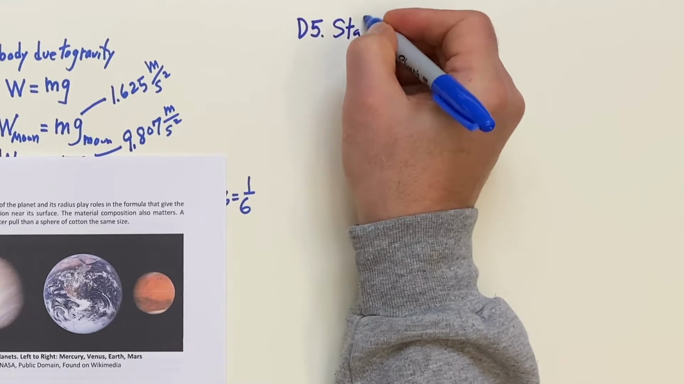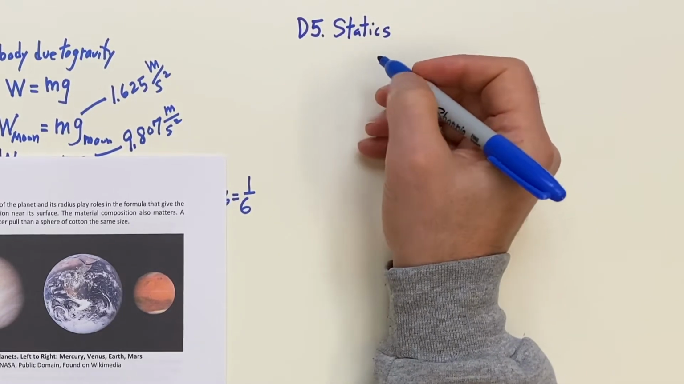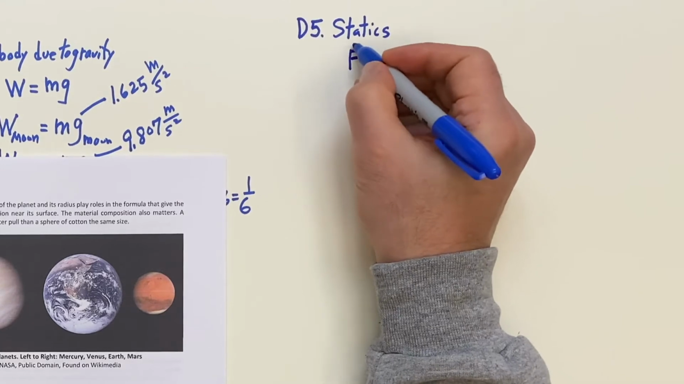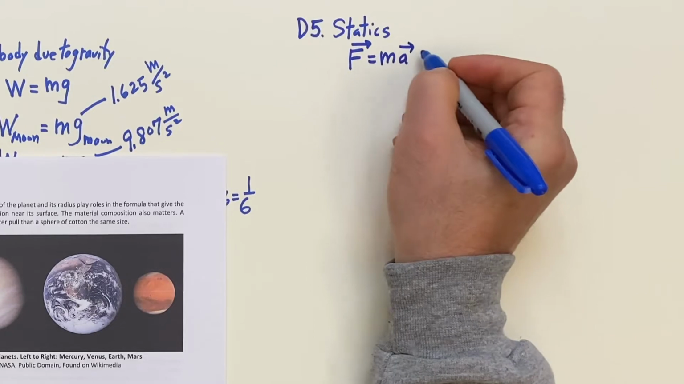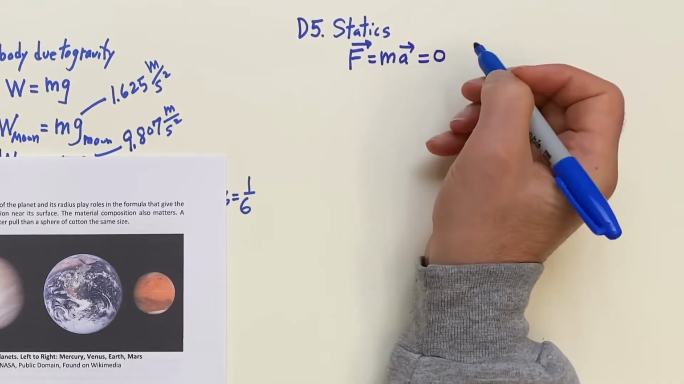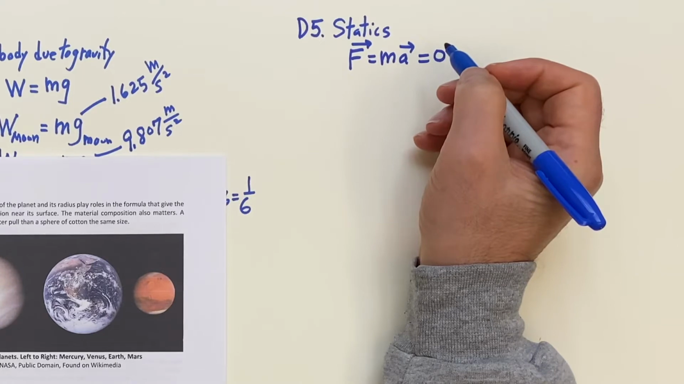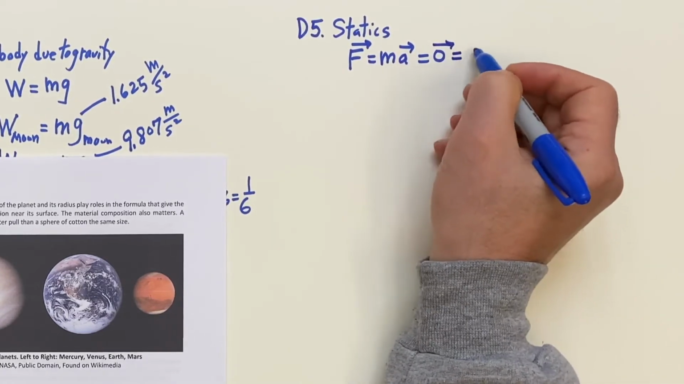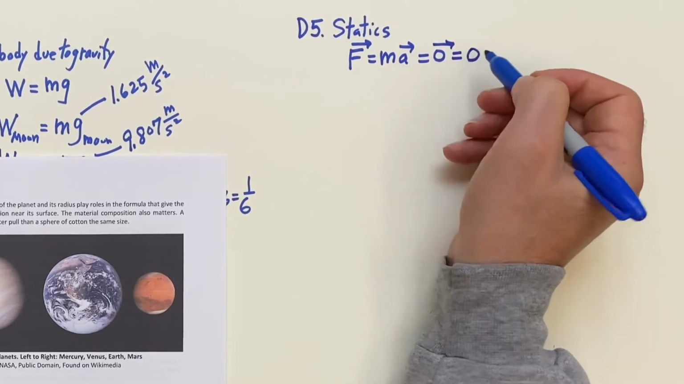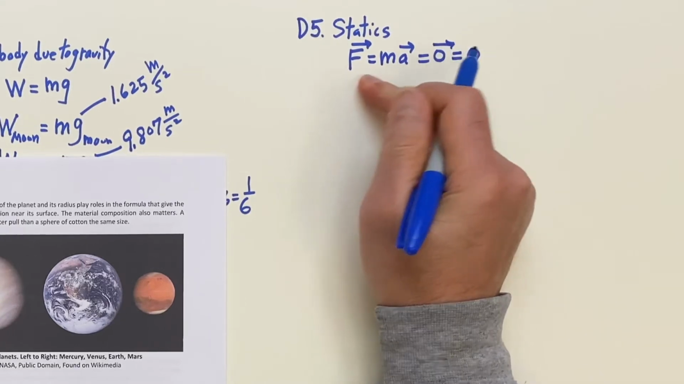Statics. We're going to do a couple problems here in this chapter with statics. Now, Newton's second law, F equals ma, equal to 0 for statics. Notice that you don't really need to do this. We just put down 0, although technically that 0 is a 0 for each of the components of the force.